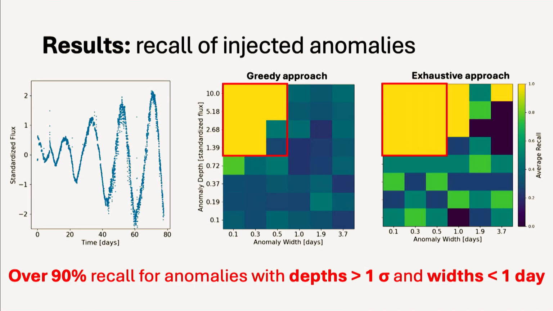And we can summarize the results of both of these approaches by injecting anomalies in the light curve you see here on the left. And we can inject anomalies of different widths, this is the x-axis, and different heights or depths, and this is the y-axis. And we see that on average, in the red square, which are depths greater than 1 standard deviation and widths less than a day, both methods are achieving over 90% recall of these injected anomalies.